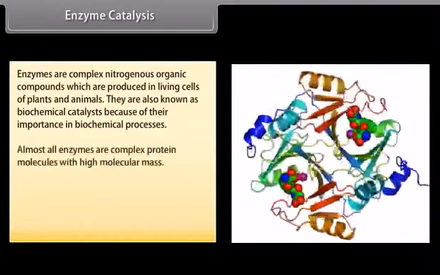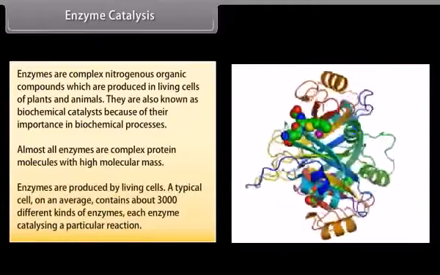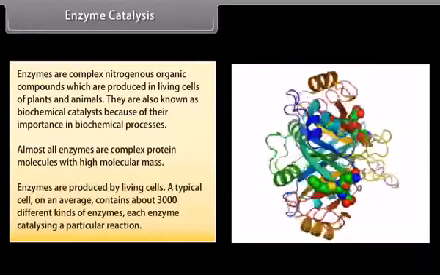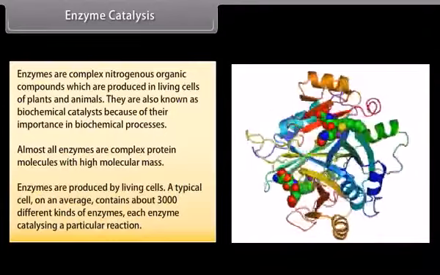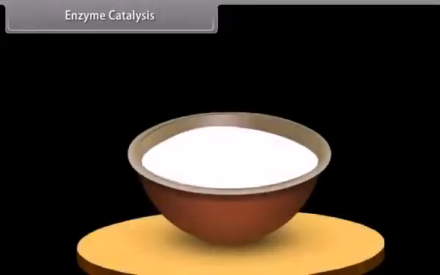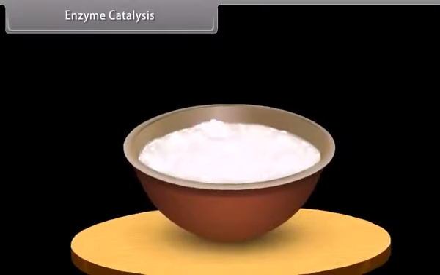Almost all enzymes are complex protein molecules with high molecular mass. Enzymes are produced by living cells. A typical cell, on an average, contains about 3,000 different kinds of enzymes, each enzyme catalyzing a particular reaction. For example, conversion of milk into curd by lactobacilli enzyme present in curd.